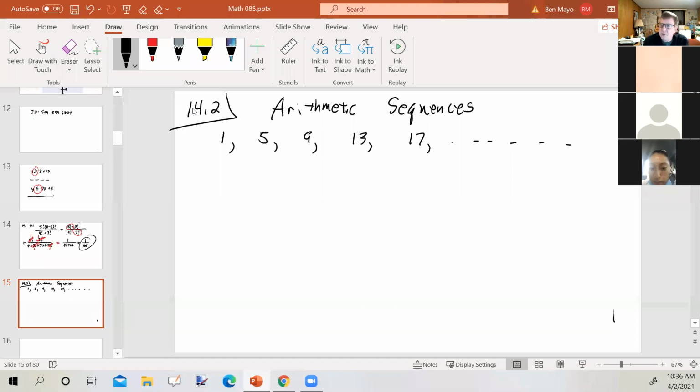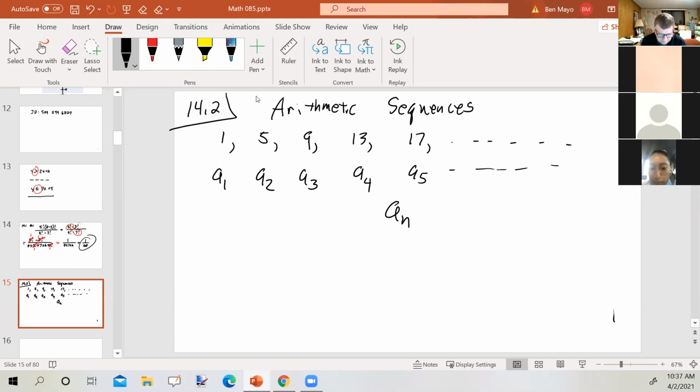The first term of an arithmetic sequence would be labeled A sub 1. Sub 1 meaning the first term. The second term would be A sub 2, and then A sub 3, that's a 9, and that's an A sub 4, A sub 5, etc. The general term would be A sub n. Any questions about that?